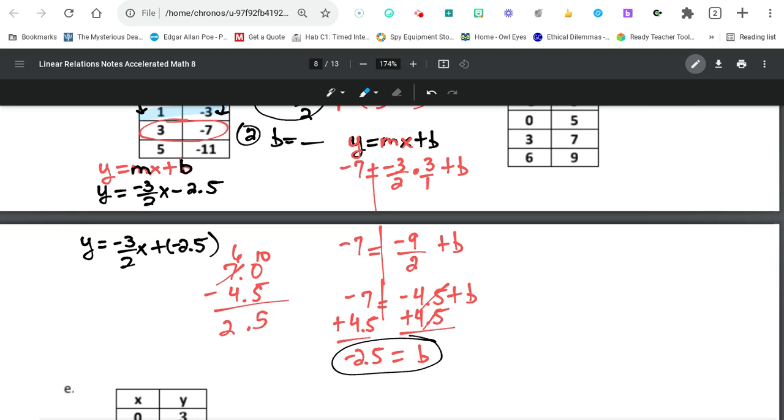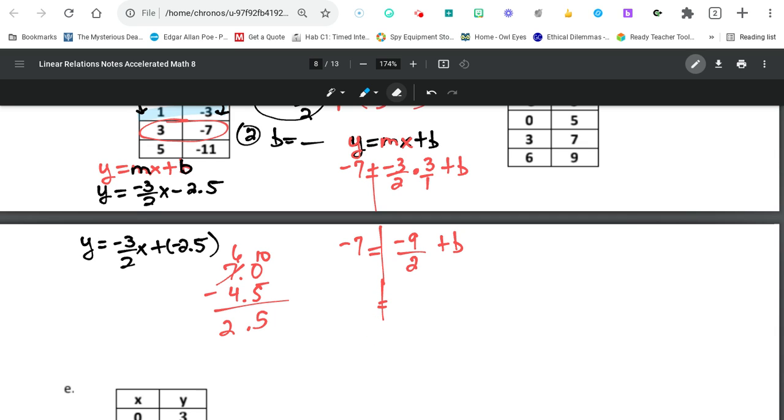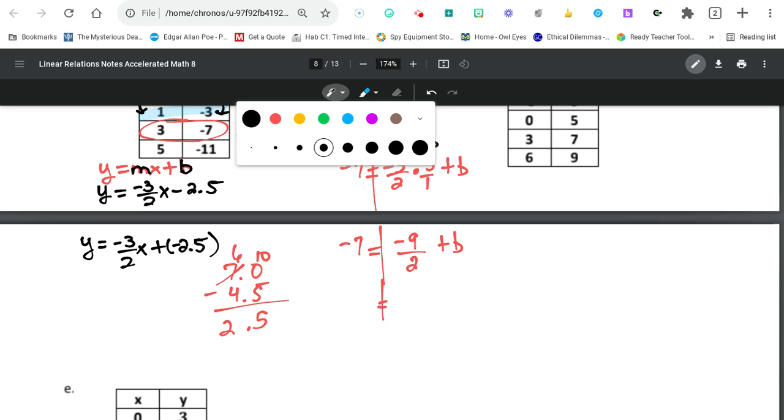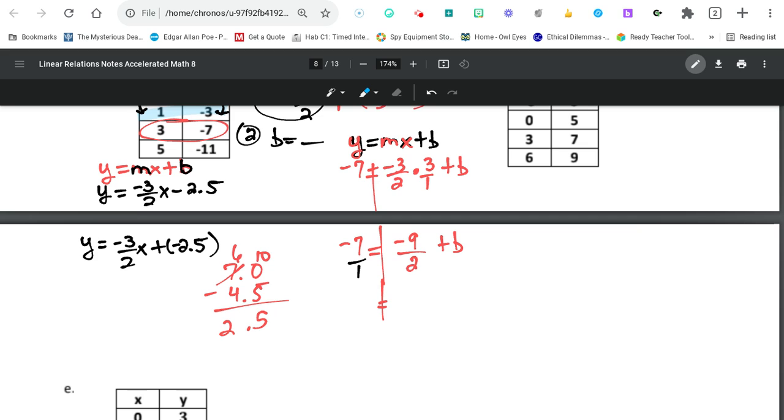Now I'm going to do something. You don't have to do this. You don't have to write this down, but I'm going to erase this and show you. If I wouldn't have changed 9/2 to a decimal, I would have had to find a common denominator. So I would have put this thing over 1, and I would have realized the common denominator between 1 and 2 is 2. So I would have multiplied both of these by 2. That gives me -14/2 equals -9/2 plus b.